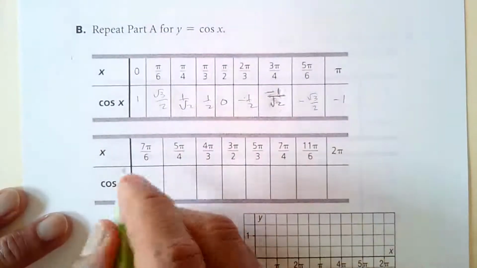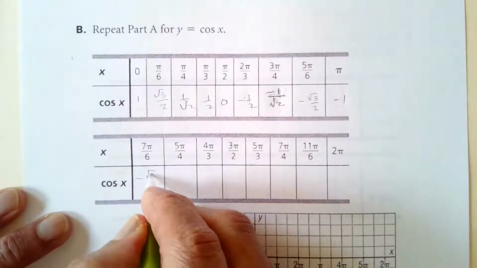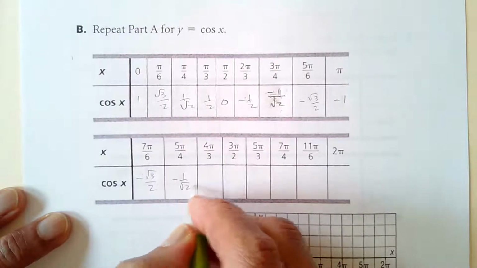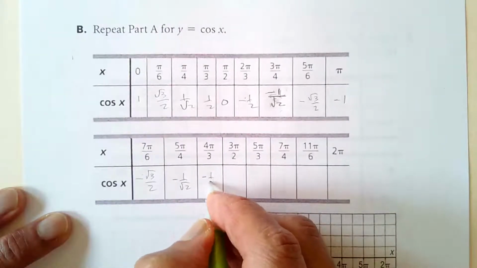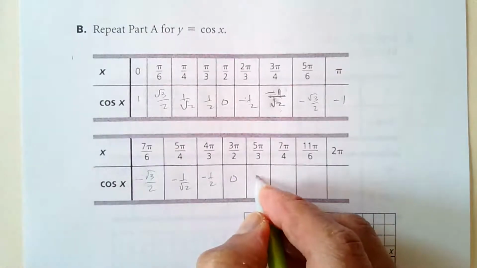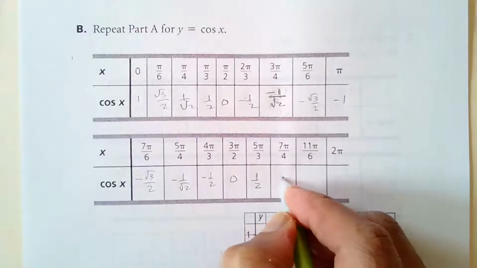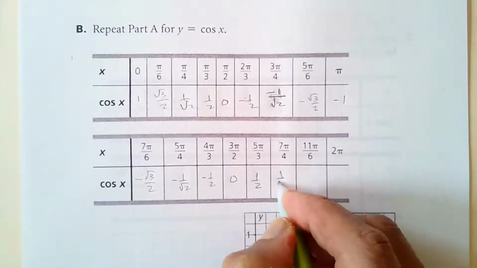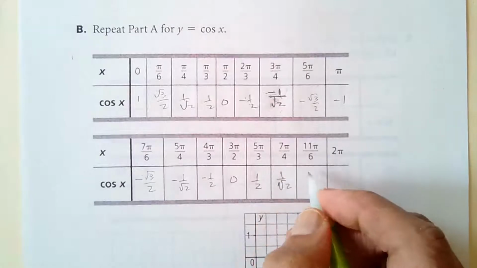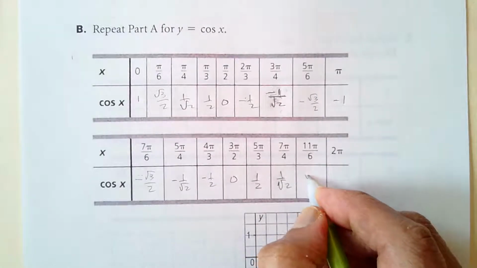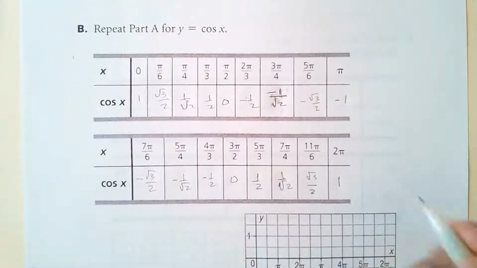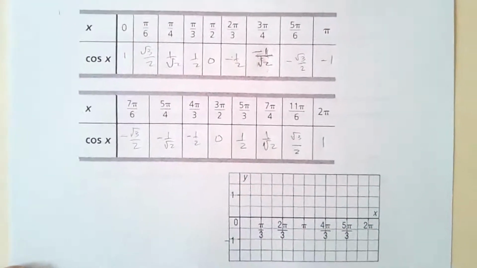So we have negative root 3 over 2, negative 1 over root 2, negative a half, 0, a half, 1 over root 2, or now it's positive in this quadrant, it's quadrant 4. Now we're in 1. Now we're going to sketch this.